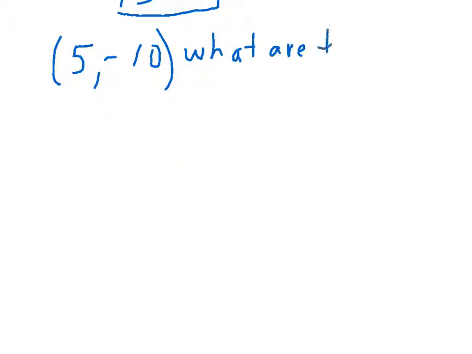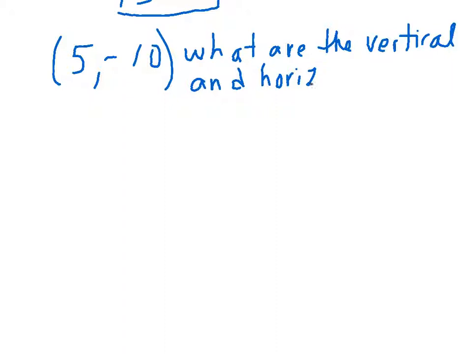Okay. Let's say we have the point 5, -10. What are the horizontal and vertical lines that pass through this point? I'm going to write that down. What are the vertical and horizontal lines that pass through this point?